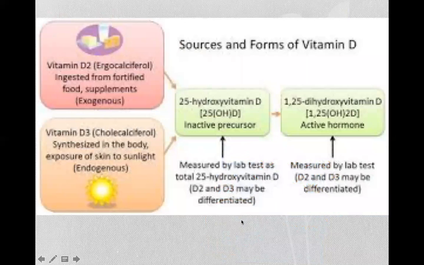This is a little bit blurry here, but what this is showing is that there are a couple different types of vitamin D. So there's vitamin D2, which is called ergocalciferol, and this is usually ingested from foods. There's vitamin D3, which is called cholecalciferol, and this is made by our bodies in response to the sun. Both of those forms are converted to 25-hydroxy vitamin D, and this is a type of a D3.